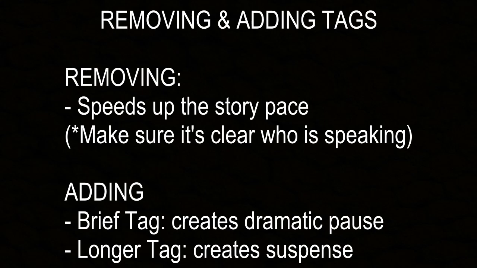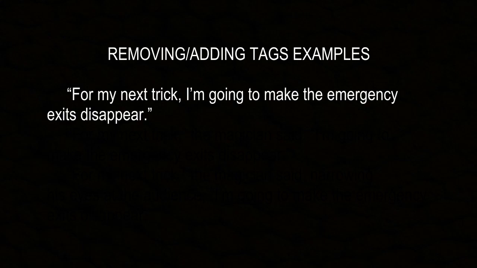We're going to go back to that scenario where the magician is addressing the audience. So we'll remove the tag from the first thing he says, and we'll say, for my next trick, I'm going to make the emergency exits disappear. So that would be just fast, straight to the point dialogue. If you just wanted to get it out there right then and there and keep up the momentum, that's great. Just get rid of the tag.